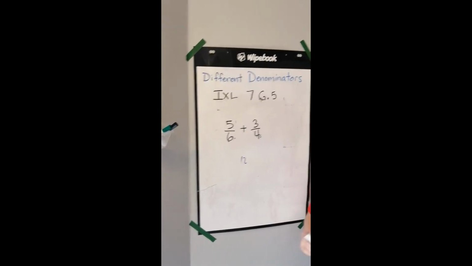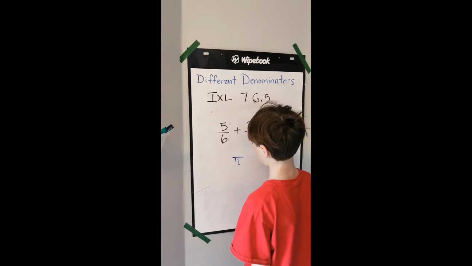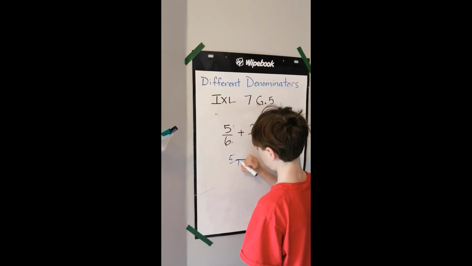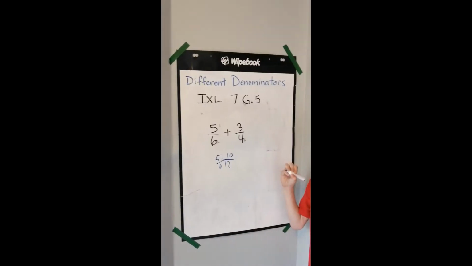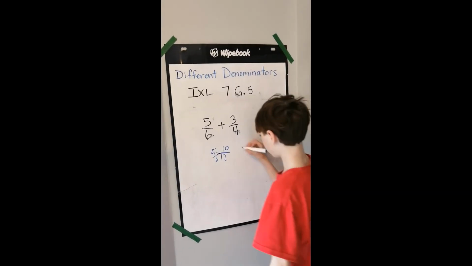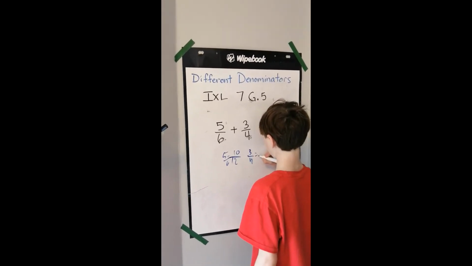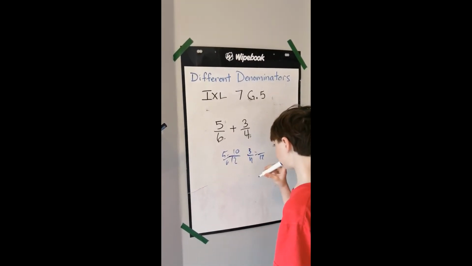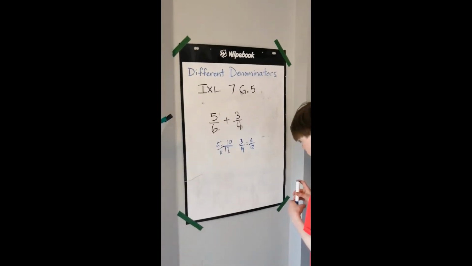So let's see if we can see how 12 is going to work for us. So 5/6 equals how many 12ths? Write that down for me. Write down 5/6 equals how many 12ths? 10 12ths. Perfect. Now you do 3/4 for me. 3/4 equals 9 12ths. All right, what's the next step?